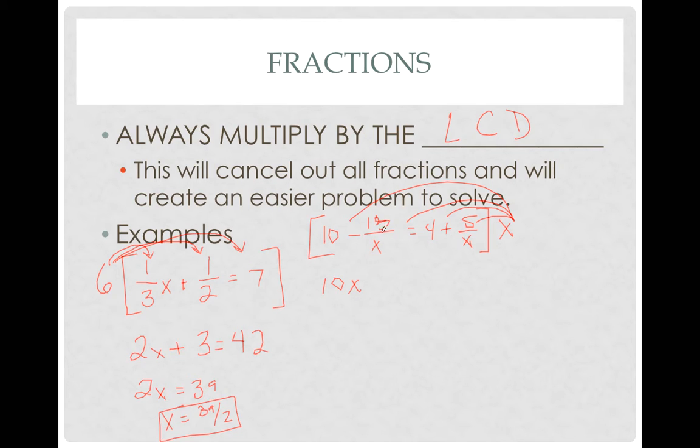The next one, I'm dividing by x here and multiplying by x. Therefore, they cancel. I'm left with a minus 13. Here I get times the 4. And lastly, multiplying by x here, they cancel, and I'm left with 5. And once again, this is a much simpler problem.